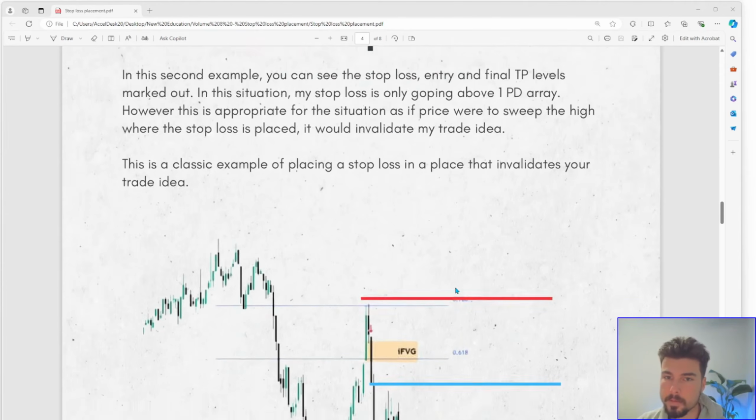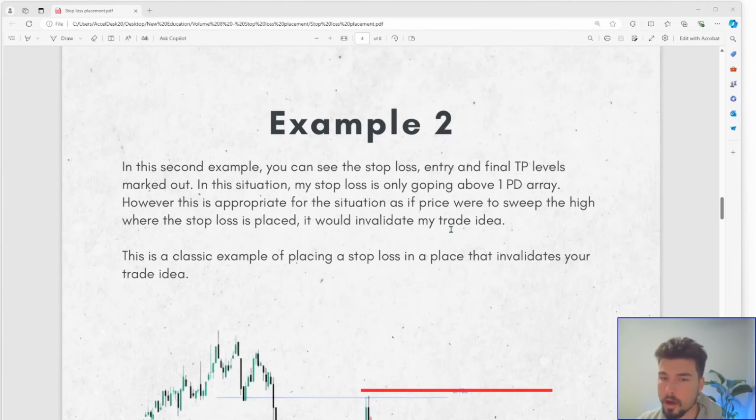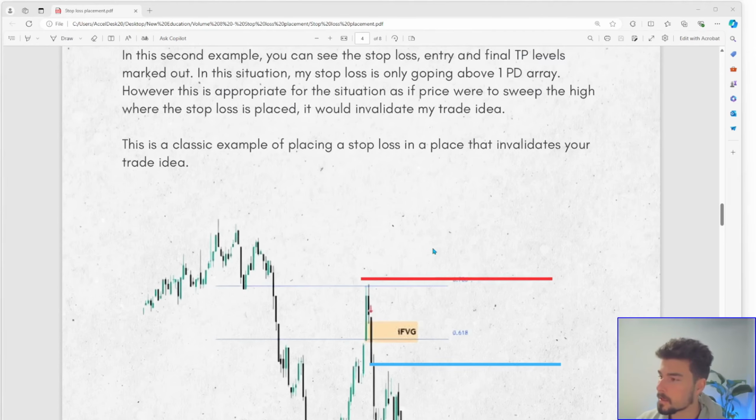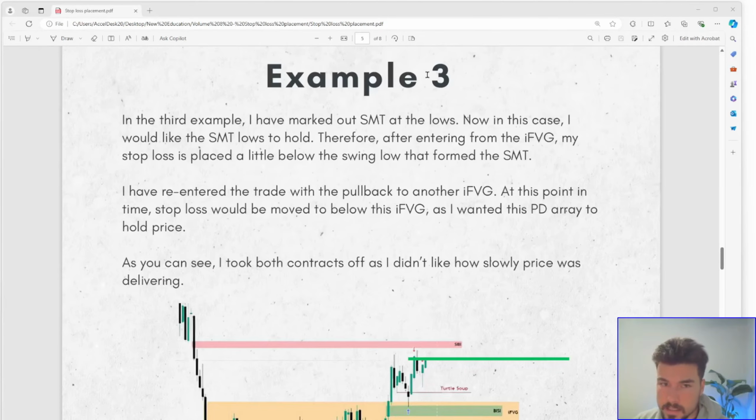So example 2, guys, with the stop loss placement, hopefully getting something from this video. It's a really important topic, I think, to discuss, and I'm talking you through different examples of how my stop loss would change. But let's get into example number 3.